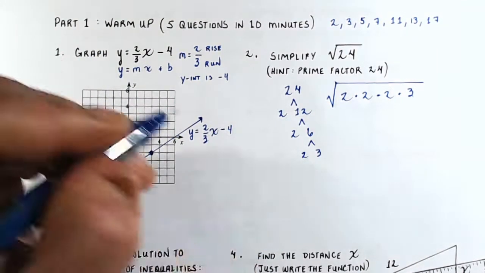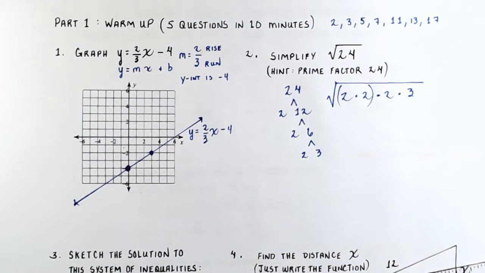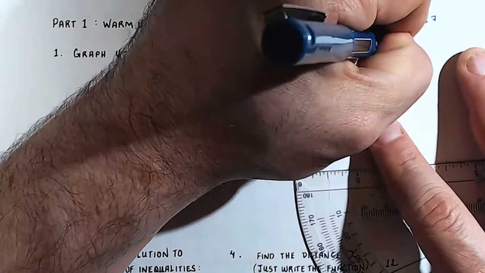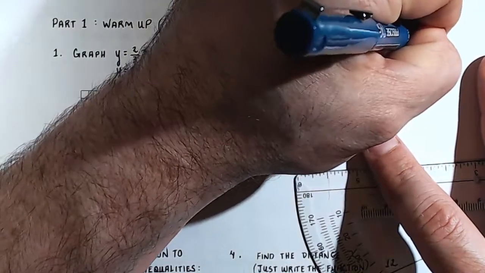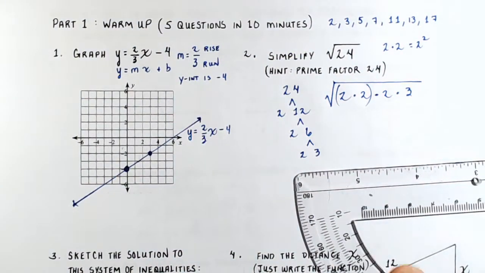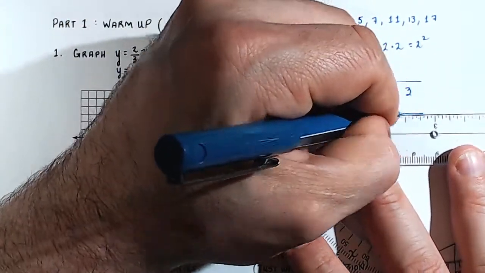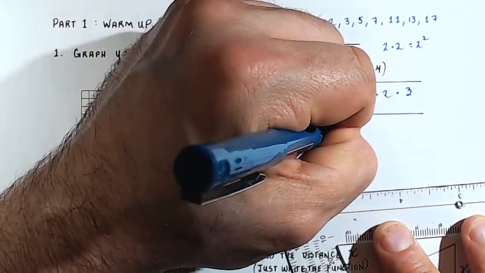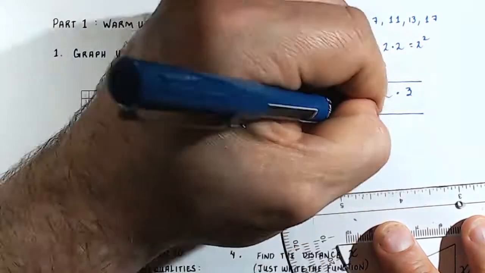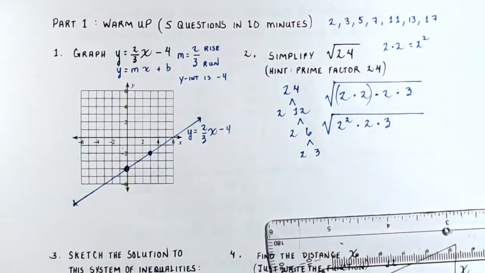The next step is to group these into pairs. Okay, so I see I've got a pair of 2's, and that's the only pair I have. Now, quick reminder, 2 times 2, of course it equals 4, but we can also write it as 2 squared. And that's what I'm going to do here. So for the next step, we'll rewrite that square root, but instead of writing this 2 times 2 right here, I'll write 2 squared times 2 times 3. Oh, we're moving right along.